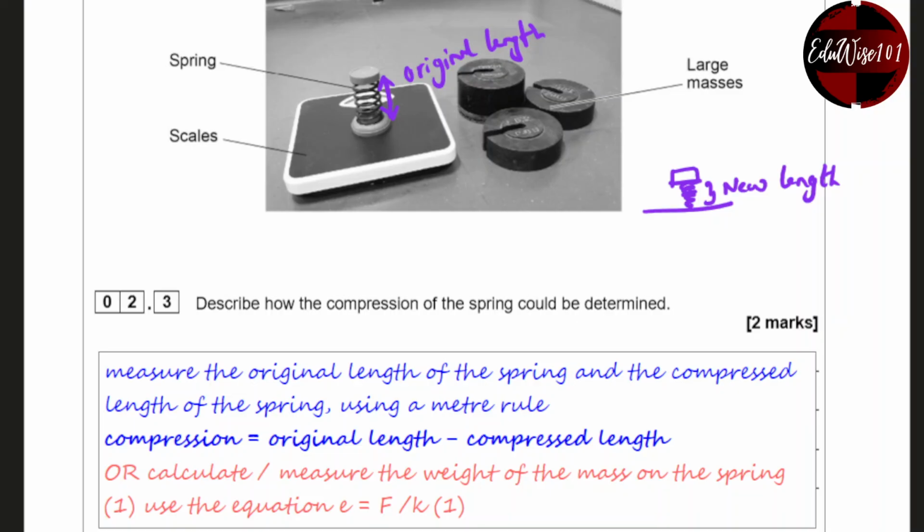Or you could write down, calculate or measure the weight of the masses on the spring. That will be the force, and use the equation E equals, or the extension equals, the force divided by the spring constant. Now for that you need to know the spring constant here. So the first answer is actually a better way of writing it down, right? Work out the length with the force and without the force and work out the difference.